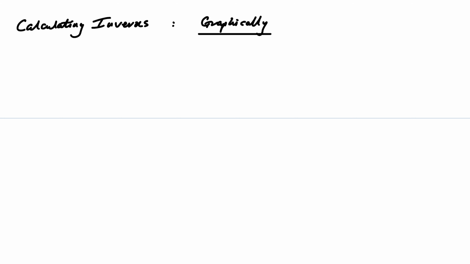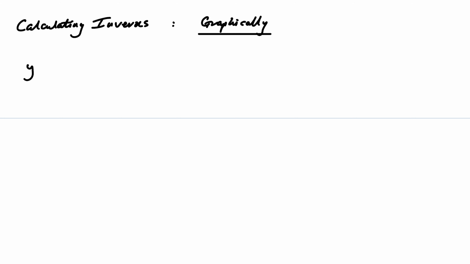For another, it's really important we understand graphs of functions. So, calculating inverses, we'll do it graphically. So we're not going to get an explicit formula for the inverse, but we are going to get a graph.